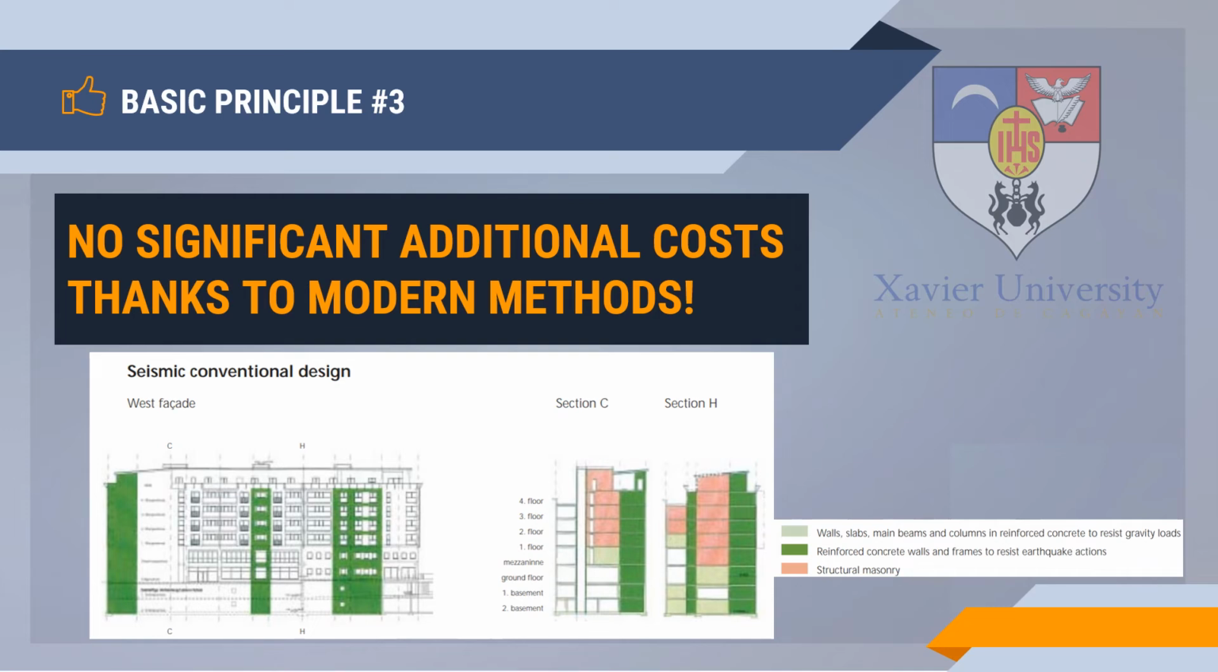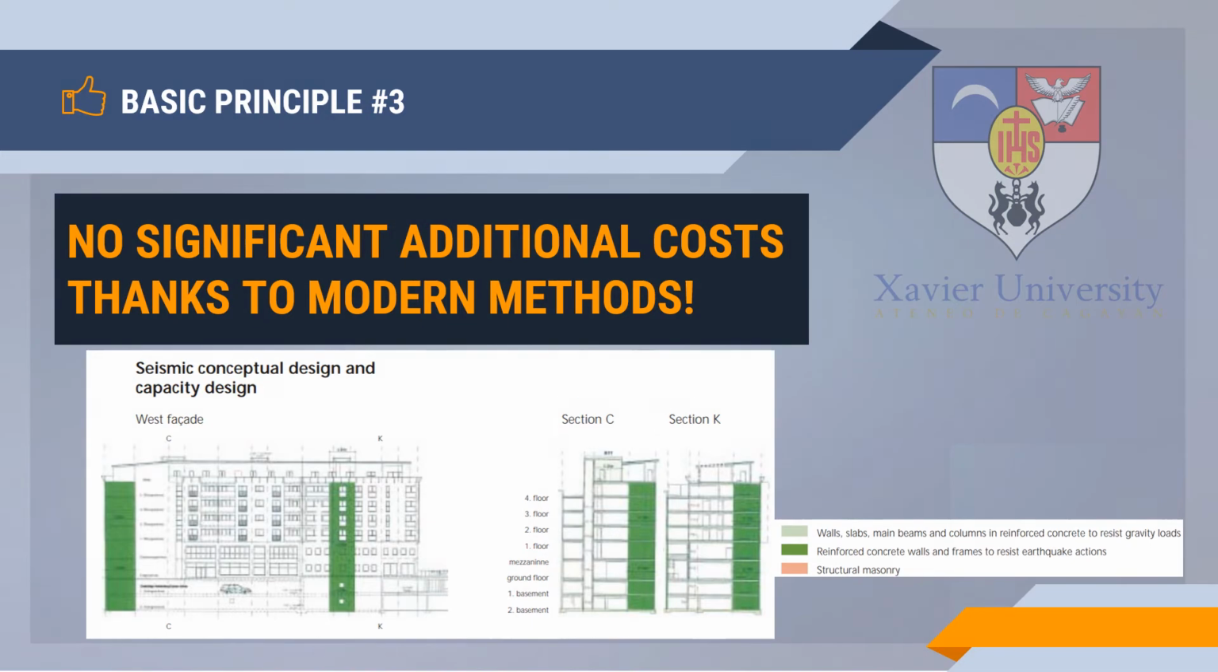So we have here an example of a plan or a design. We first have here a seismic conventional design. And we have then a seismic conceptual design and capacity design. As we have observed, comparing this picture with the previous one that was shown, we can see that in this part right here, there is no structural masonry included.